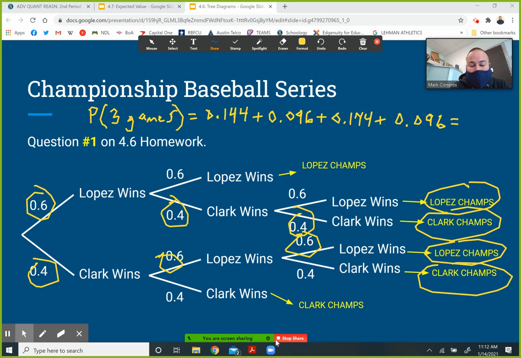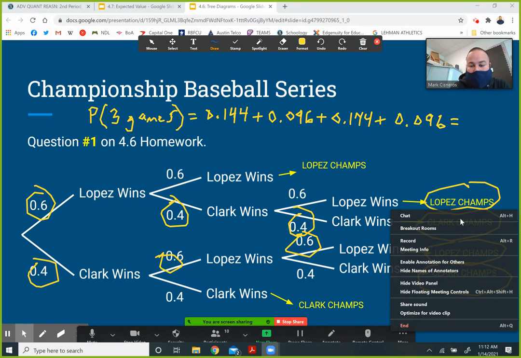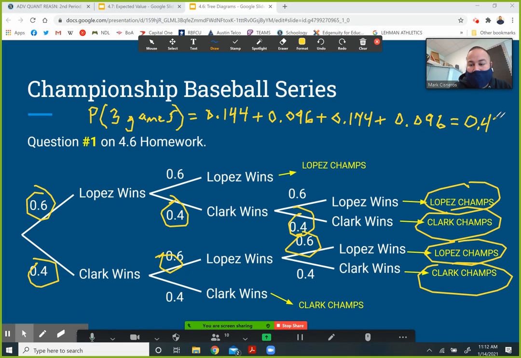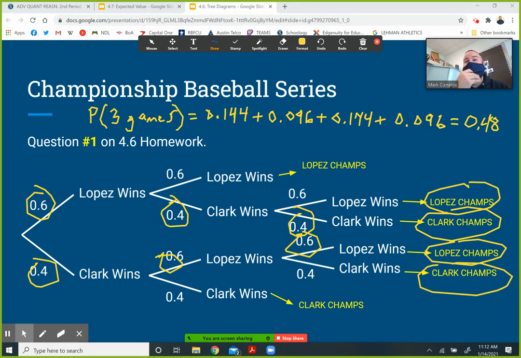Anybody can give me an answer if they have one. 0.48 exactly. Nice and easy answer. Don't forget that the directions are asking you to write all final answers as a percentage. So when you get it as a decimal, multiply by 100. If you're not good at moving the decimal place over, what is 0.48 as a percentage? Just 48%. Good. So that was number 4.